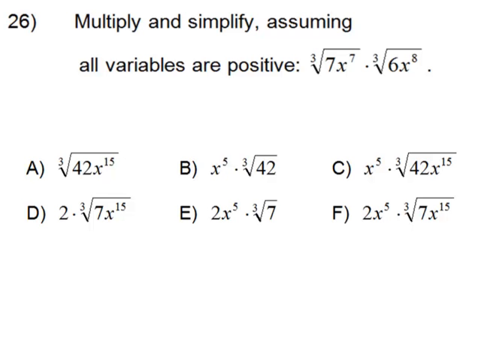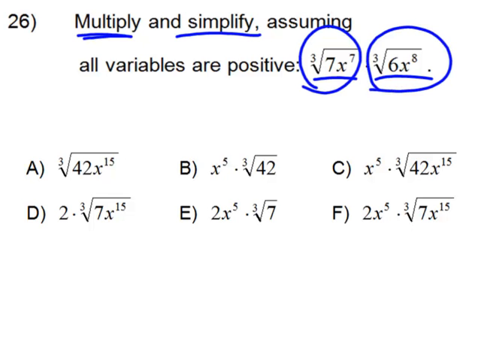Number 26 has us multiplying and simplifying this radical expression here. And we really have a bit of a choice to make first. Do we do it in the order that is suggested? Do we multiply these two first and then simplify? Or should we simplify each one, simplify this one, and then multiply? Honestly, you can do it either way. And I ideally suggest you try both ways and decide for yourself which way works better.